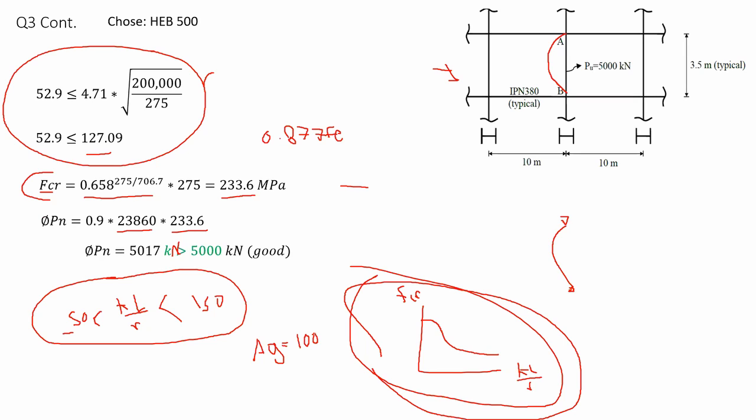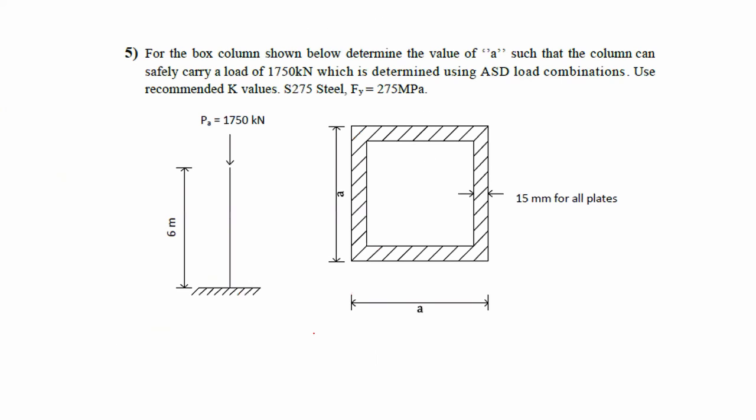Okay, let me go to the other problem now. I'm skipping problem number 4. I'll go to problem number 5. In this problem, it says for the box column shown below, determine the value of A, such that the column can safely carry a load of 1,750 kilonewton, which is determined using ASD load combinations. Use recommended K values, and the steel is 275.